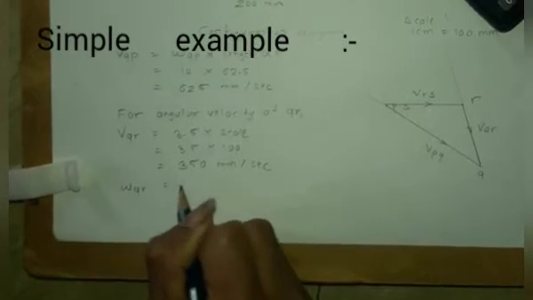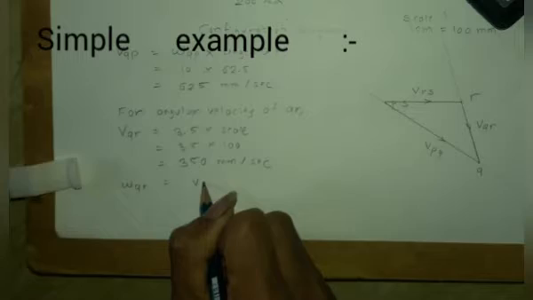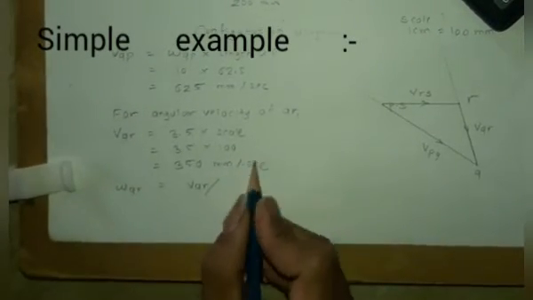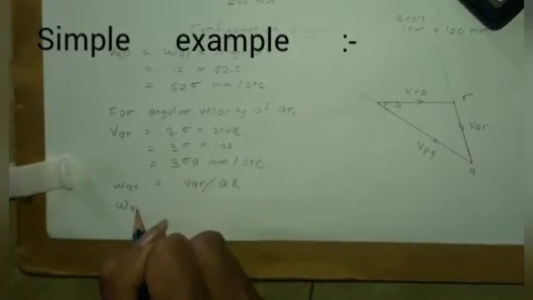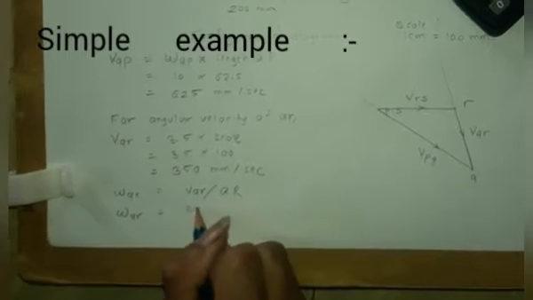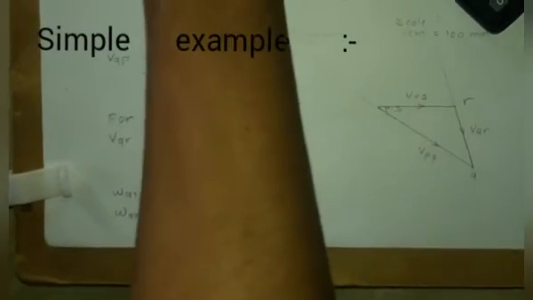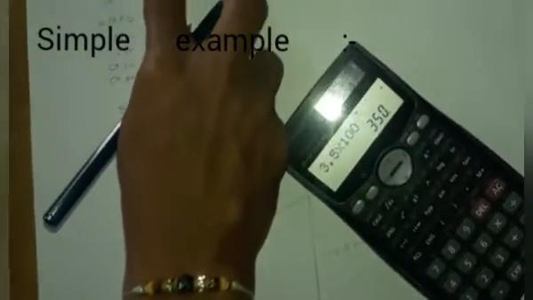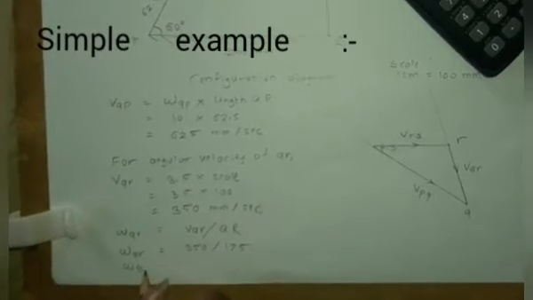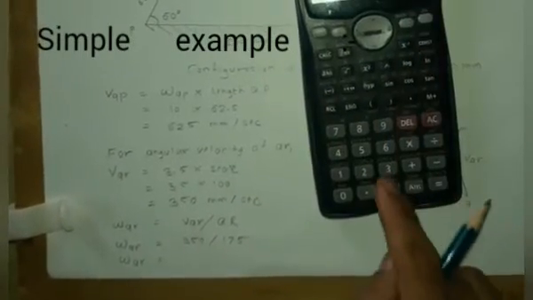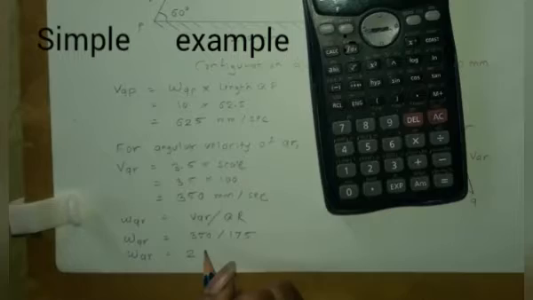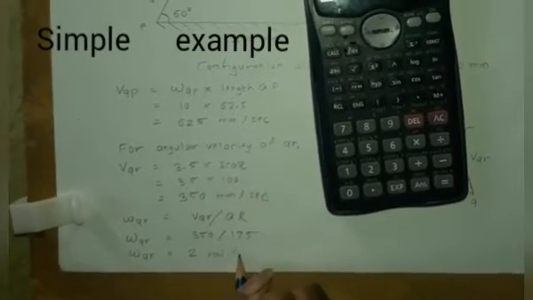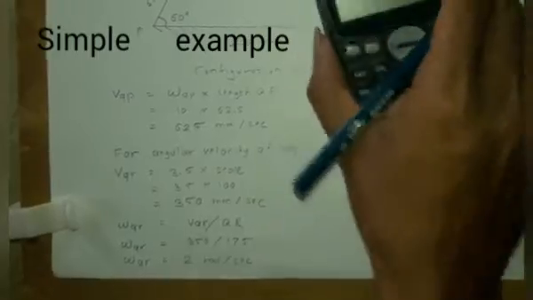So angular velocity of QR equals velocity of QR upon length of link QR. So it will be 350 upon length of QR, which is 175 mm. So angular velocity of QR equals 350 upon 175, 2 radian per second.